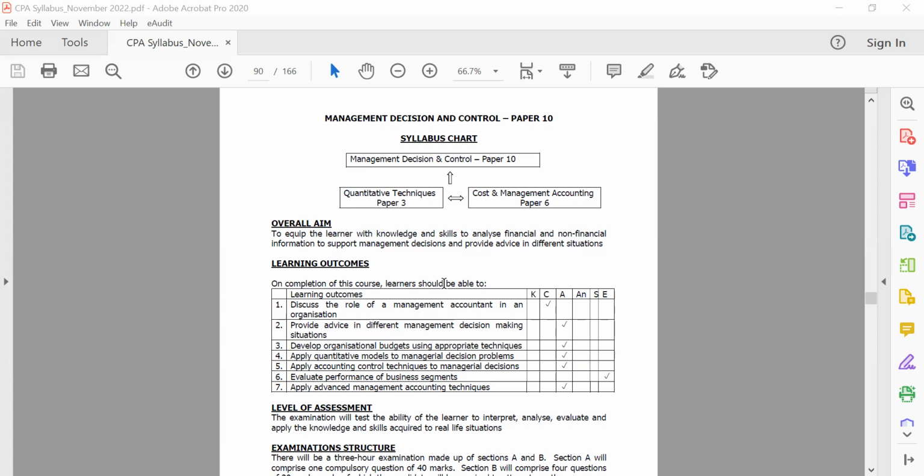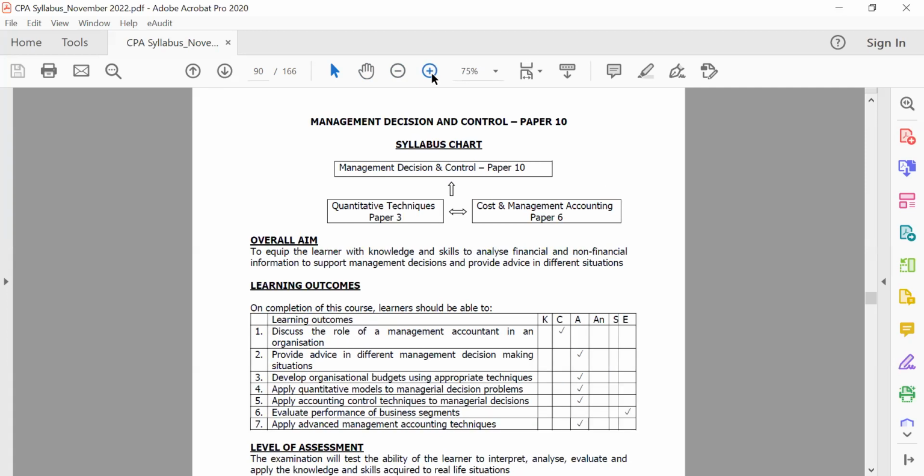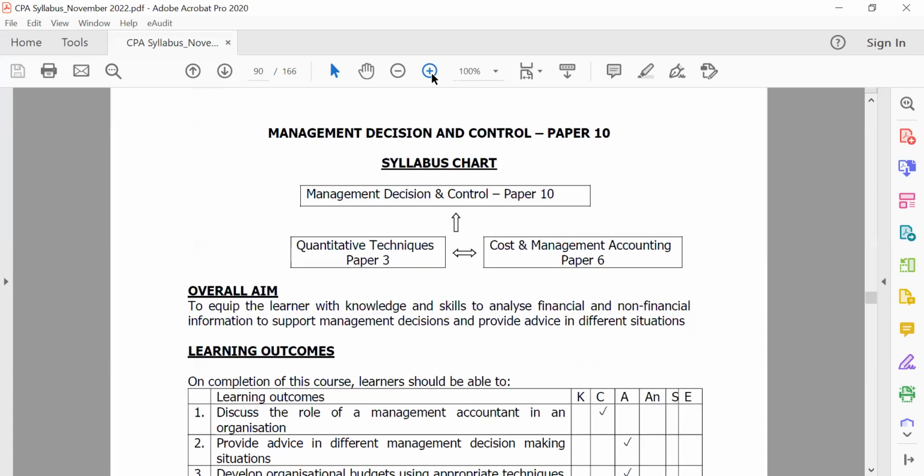Welcome to MDC, which is Management Decision and Control. This is paper 10, and it is on the syllabus of the Institute of Certified Public Accountants of Uganda. This paper 10 basically builds up onto the knowledge of two papers, that is quantitative techniques as well as cost management accounting.